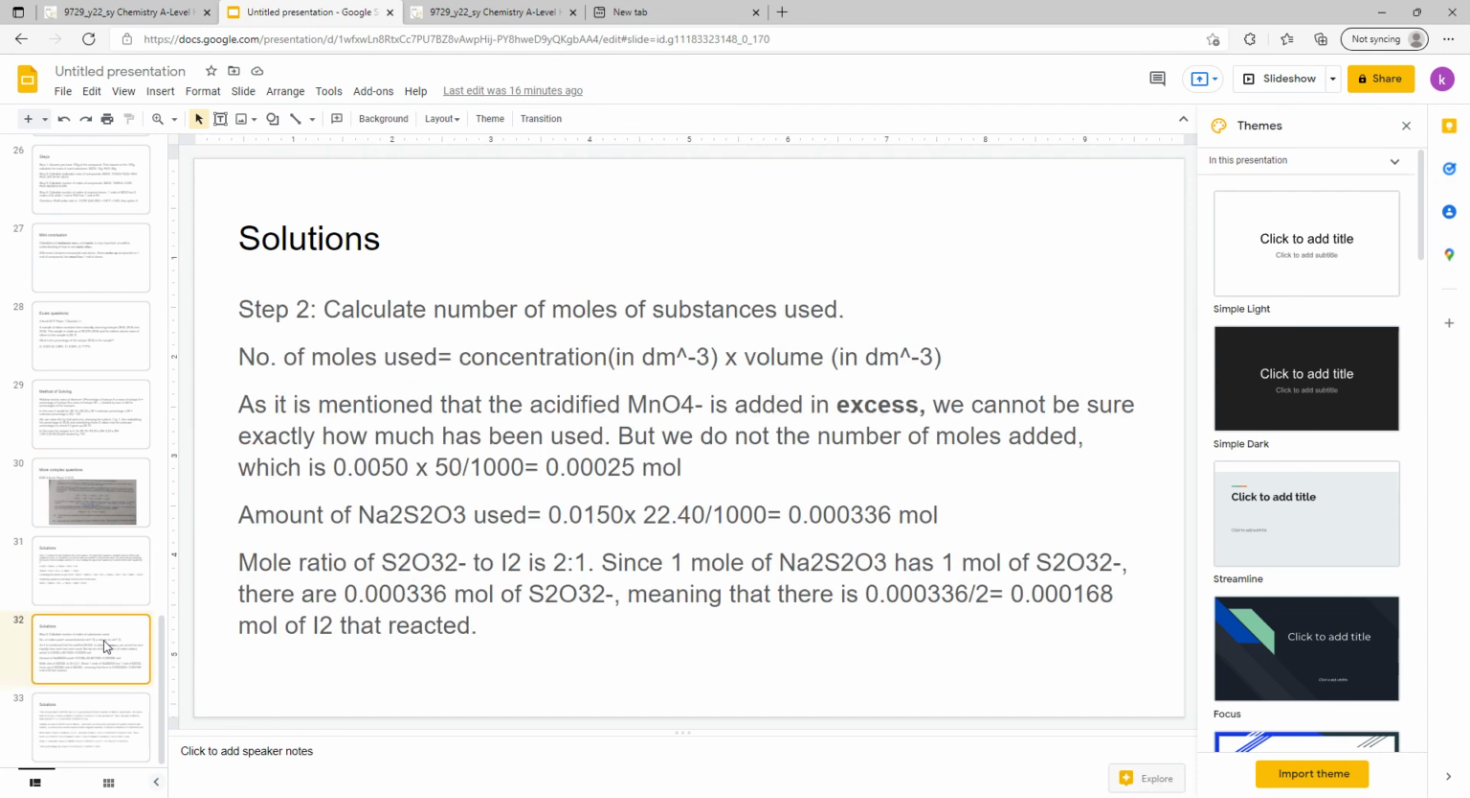Next, for step 2, as we previously mentioned, knowing how to calculate the number of moles is critical in doing such questions. The number of moles used is the concentration of a solution times its volume. Both should be calculated in dm³.